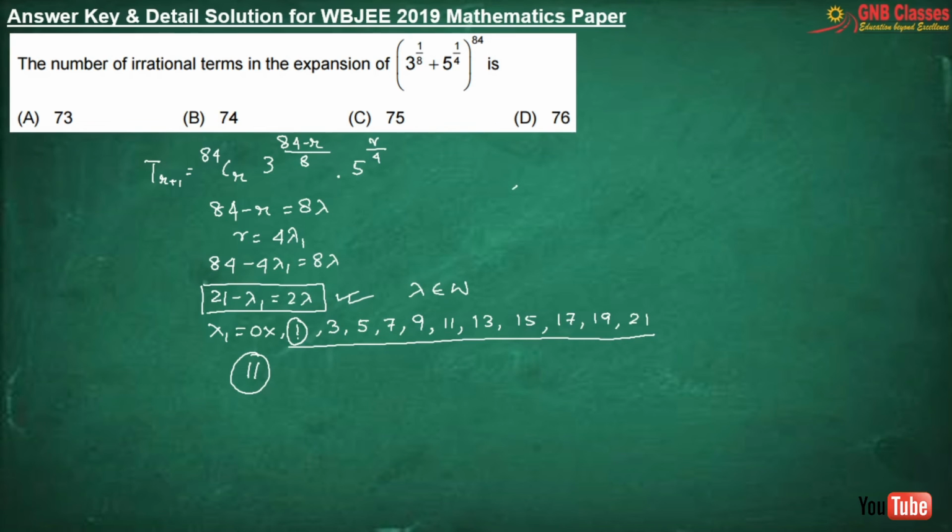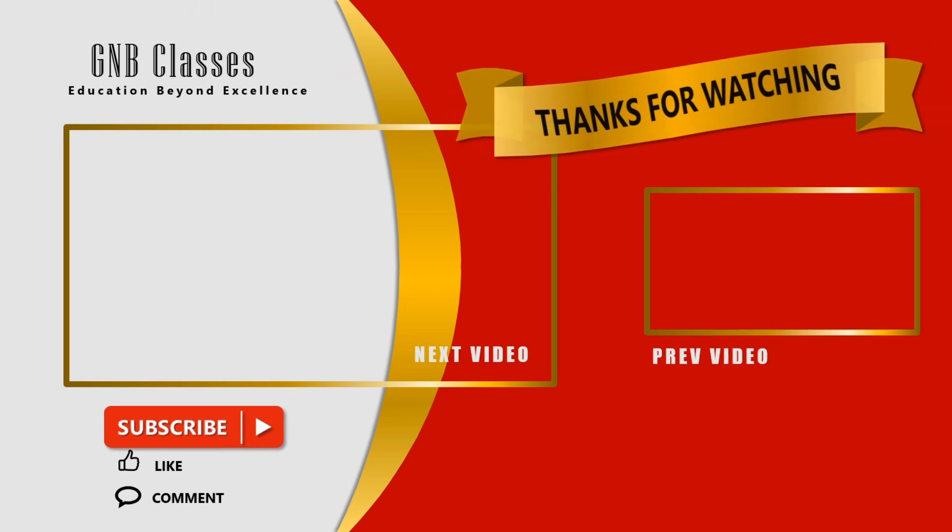The total number of terms in this expansion is 85. Therefore, the total number of irrational terms is 74. Thus, option B is correct. In my opinion, this problem is moderate.